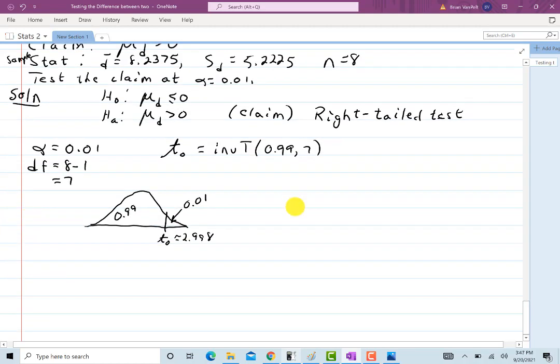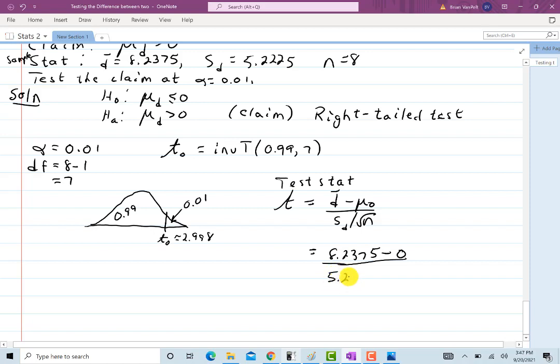Let's go ahead and do our test statistic. T equals d bar minus mu d, all over s sub d divided by the square root of n. D bar was 8.2375. Mu sub d is assumed to be 0. S sub d was 5.2225 divided by the square root of 8. And let my calculator handle all that for me.